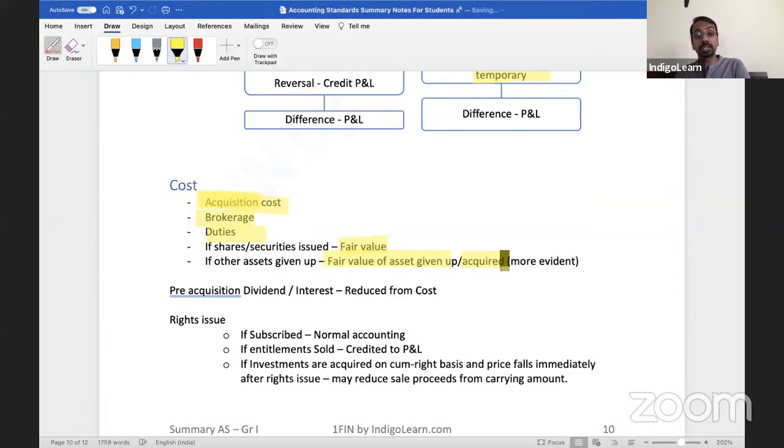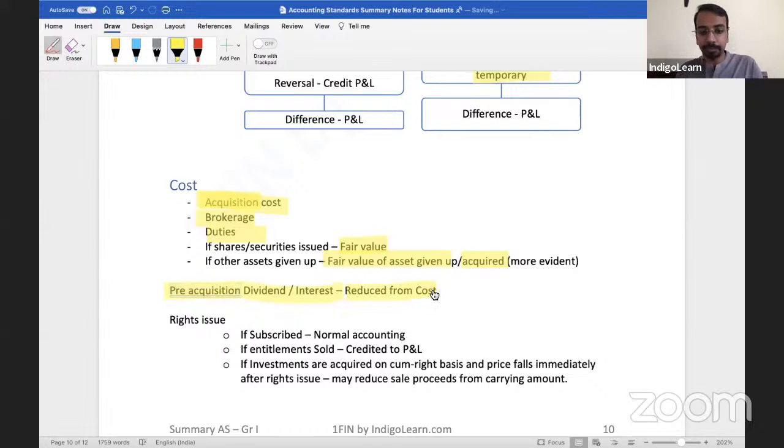Now don't confuse this with the exchange transaction in AS 16, AS 10. Okay, AS 10, property, plant and equipment, has a specific requirement of considering the fair value of asset given up, whereas here it is fair value of asset given up or acquired, whichever is more evident, whichever is more clear, whichever you are more comfortable with, that is the value you would be taking. Okay, and if at all there are pre-acquisition dividend or interest, you will reduce it from the cost.